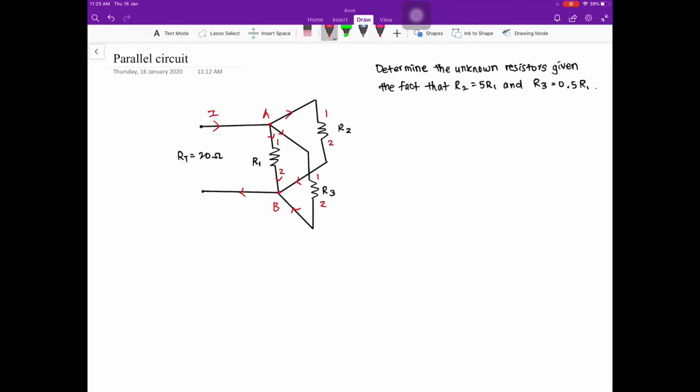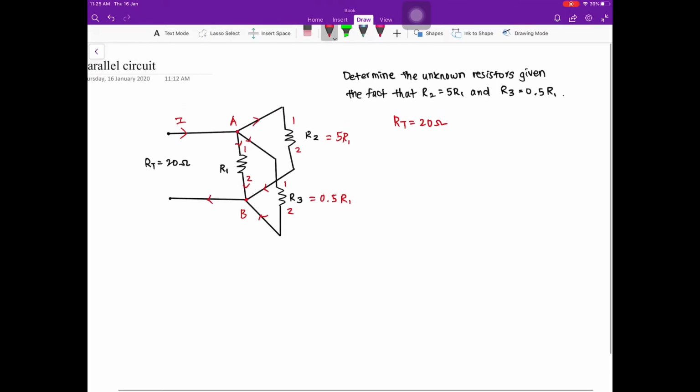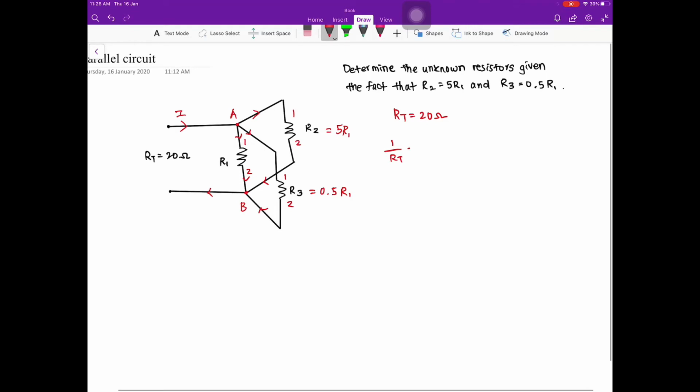So let's go into the question. Determine the unknown resistors given the fact that R2 is equal to 5R1 and R3 is equal to 0.5 R1. We know that this overall circuit is a parallel circuit, and given that RT is equal to 20 ohm, how can we do it? We can solve this by using the parallel formula: 1 over RT is equal to 1 over R1 plus 1 over R2 plus 1 over R3.